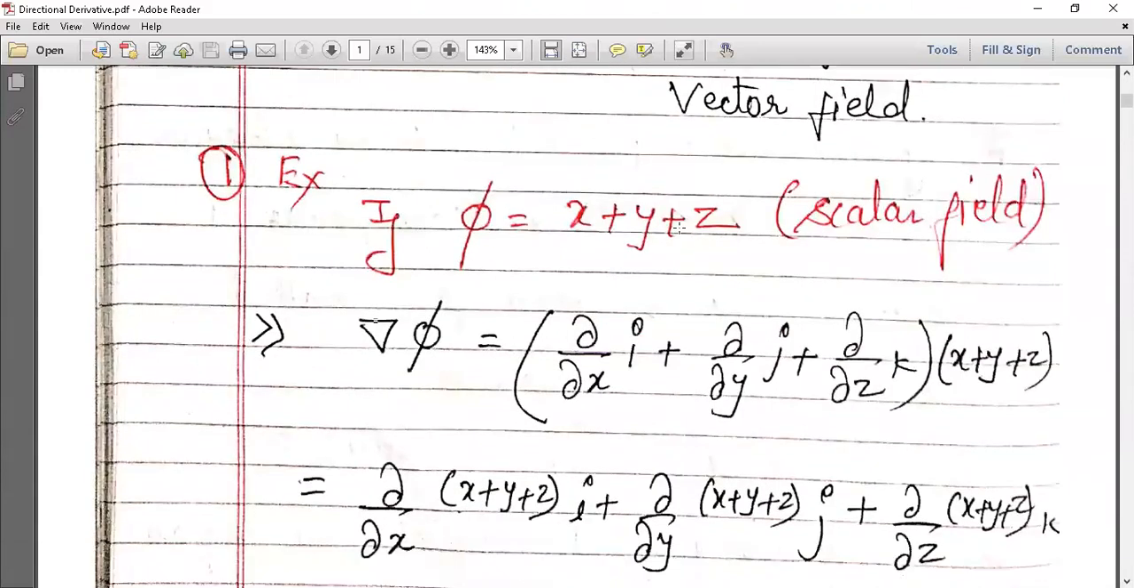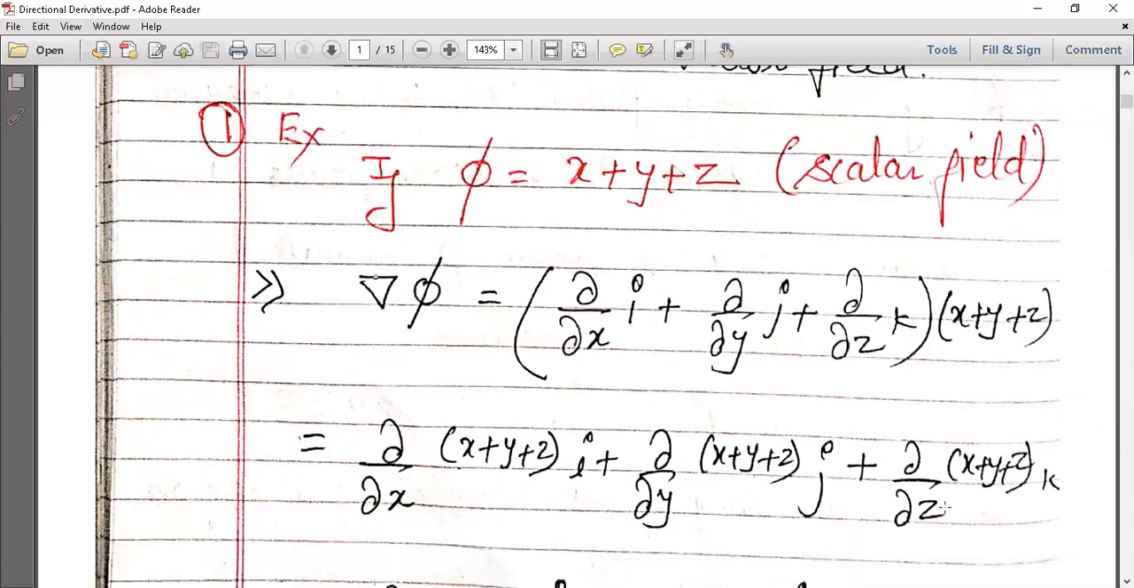Now I have taken a very small example to explain how it works. Let phi equal x plus y plus z, a scalar field, or scalar point function. When we apply the del operator to this scalar point function, we apply it directly to phi. So the function x plus y plus z is distributed over all three derivatives: dou by dou x of x plus y plus z, dou by dou y of x plus y plus z, and dou by dou z of x plus y plus z.